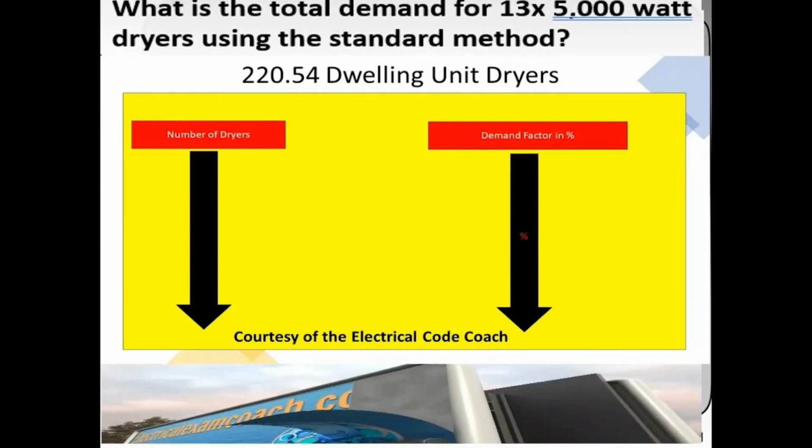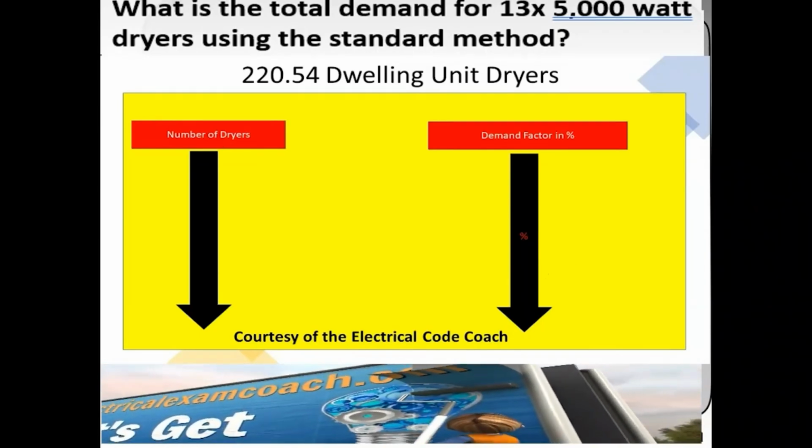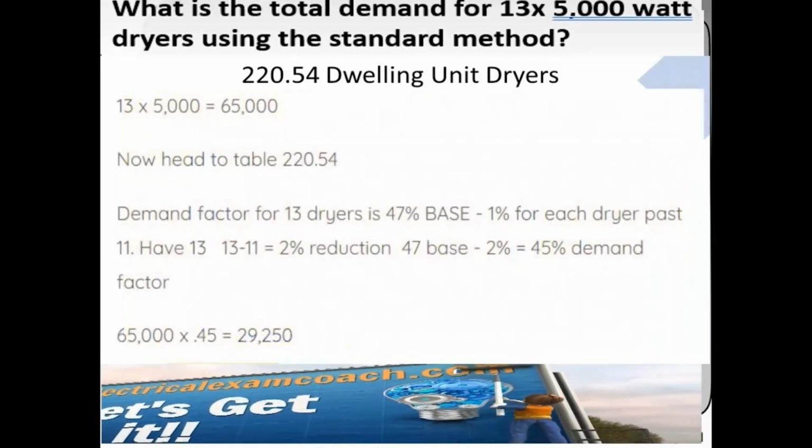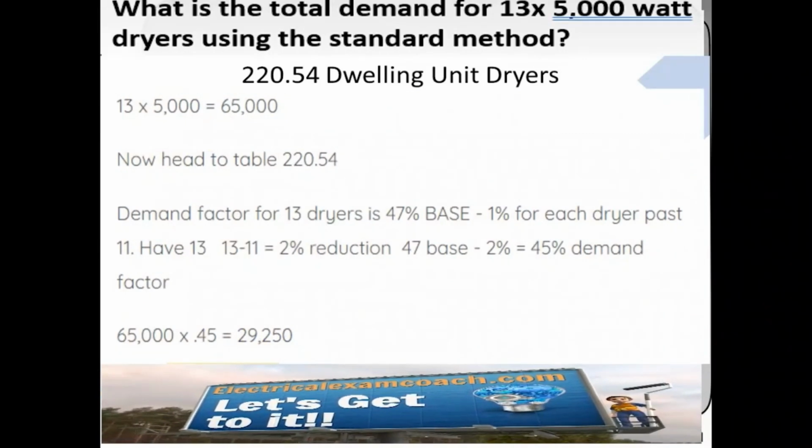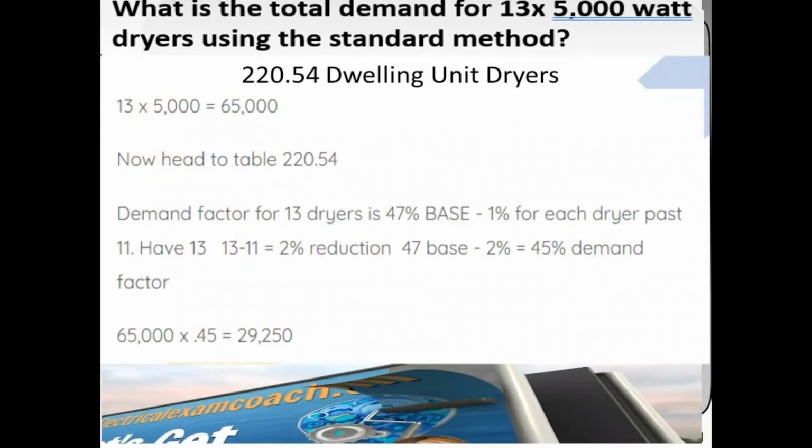In this case, it gets a little bit trickier, but let's break it down one piece at a time. First thing we do is we find our total load. We take our 13 dryers, multiply them by 5,000, and that equals 65,000. Then we head to our table.